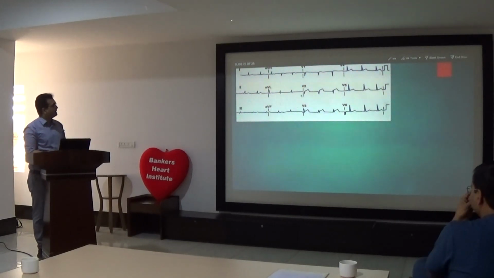In this ECG again, there is ST elevation in leads V2, V3, V4. There is no significant ST elevation in lead V1. We can take it as an ST elevation though. Leads 1 and aVL, there is no elevation.